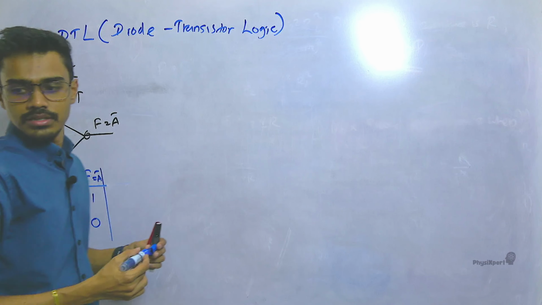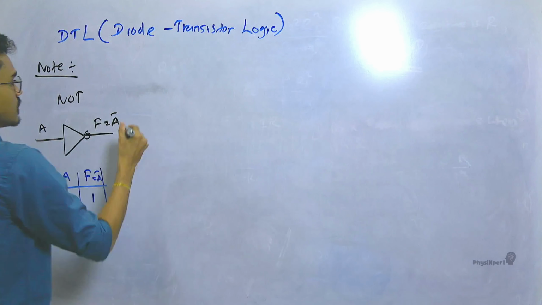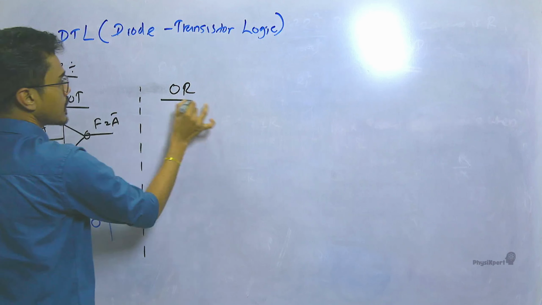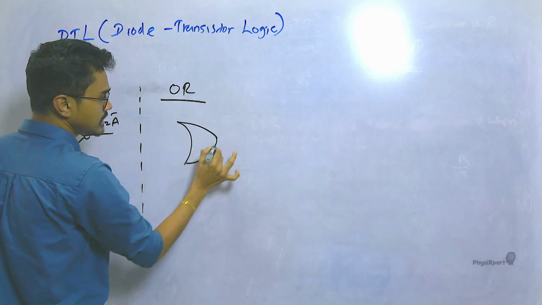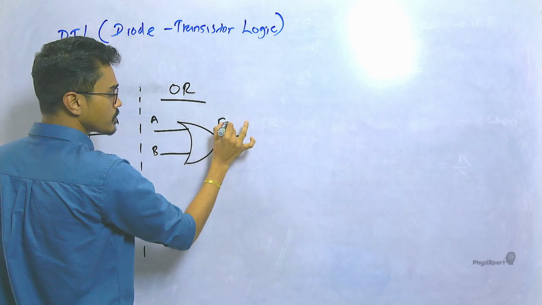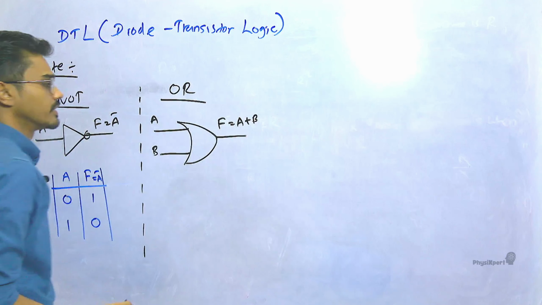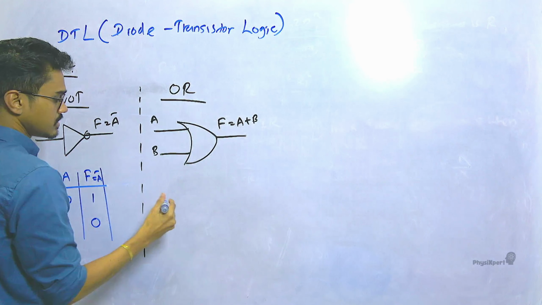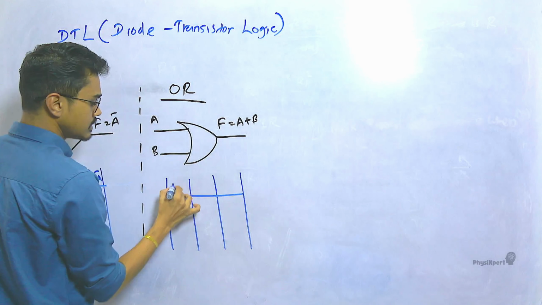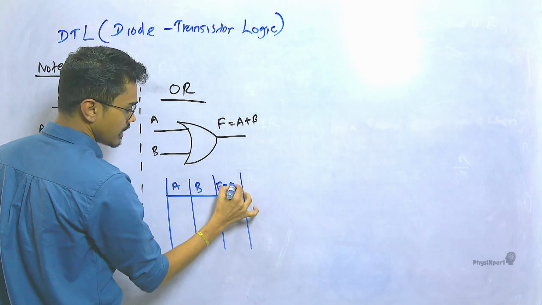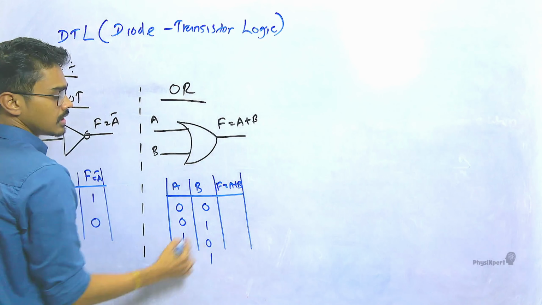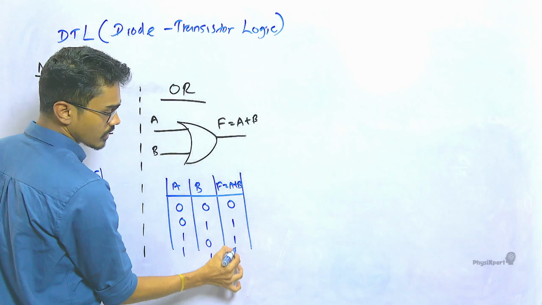This is about a NOT gate, and then we need the OR gate. About OR, the circuit symbol is this, say A and B, and the output of OR is A plus B, or we call it A or B. And the truth table, there are 2 inputs and 1 output. Then A, B, F is A plus B. Then 0, 0 gives 0, 0, 1 gives 1, 1, 0 gives 1, and 1, 1 gives 1.